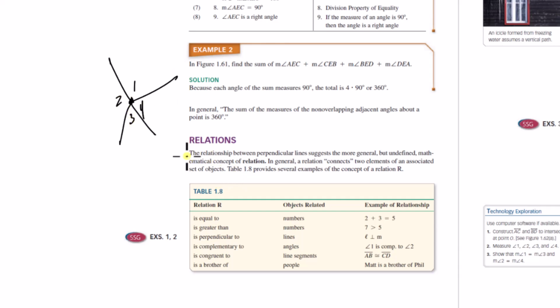All right, relations. The relationship between perpendicular lines suggests the more general but undefined mathematical concept of relation. Okay? In general, a relation connects two elements of an associated set of objects. Table 1.8 provides several examples of the concept of a relation R. So a relation connects two elements of an associated set of objects.